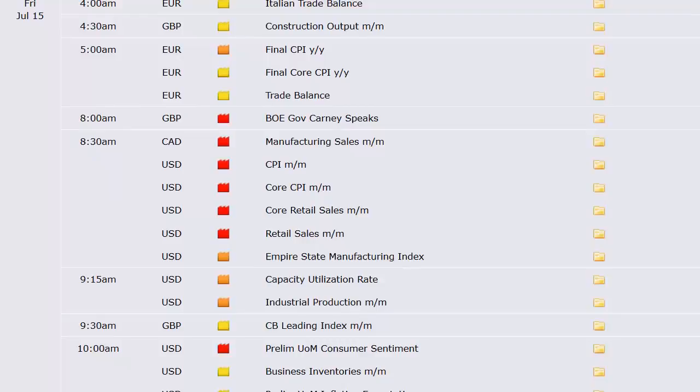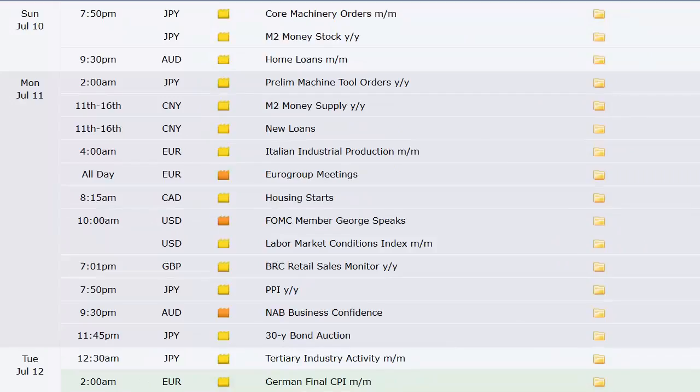We've got manufacturing sales out of Canada, CPI, retail sales, and Empire Manufacturing Index out of the US. CPI is one of our big three each month, so we will be half size ahead of that. Capacity utilization, industrial production at 9:15. CB leading index at 9:30. We've also got preliminary University of Michigan sentiment, business inventories on Friday. And by the way, we head into options expiration for the month of July already on Friday.